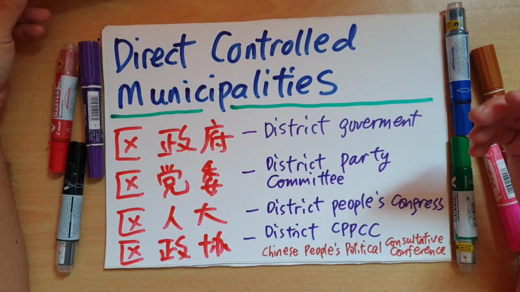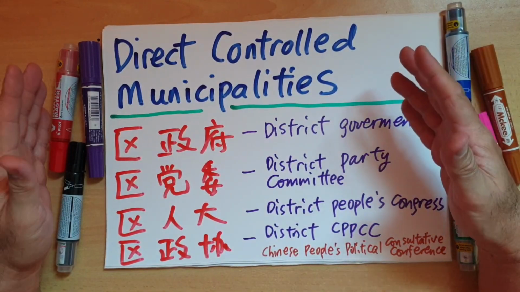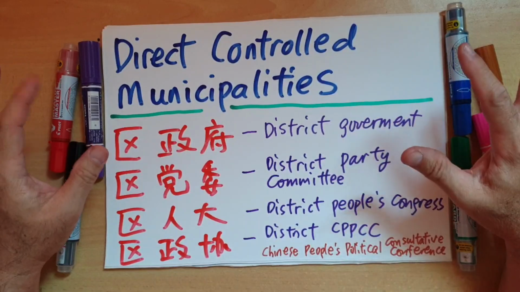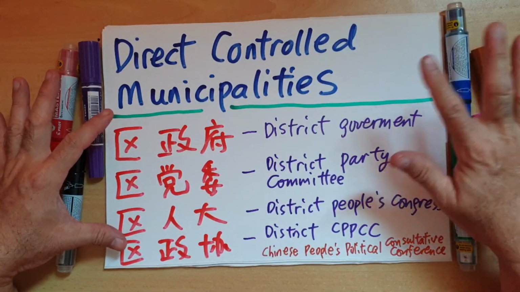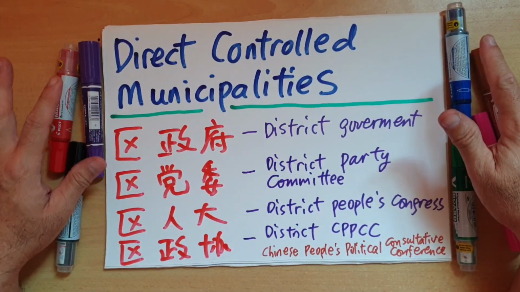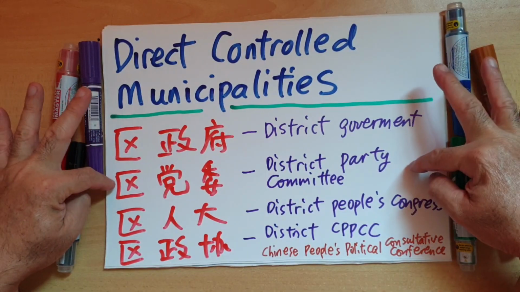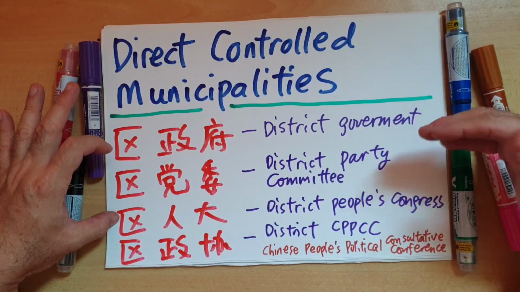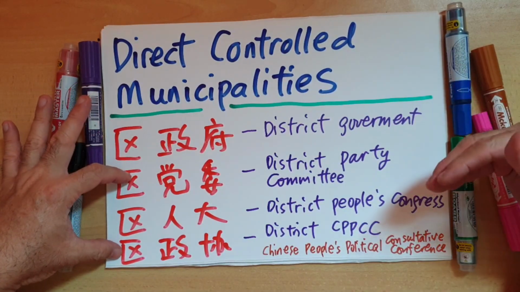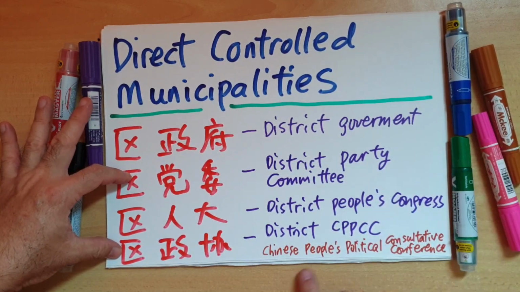Now, what is the difference between a municipal or municipality and a zone? So for a municipal, there are 4 distinctive functions that the rest of the business zones don't have. Number 1, they have a district government. Number 2, they have a district party committee. Number 3, they have a district people congress. And number 4, they have a district CPPCC, which stands for Chinese People Political Consultative Conference.